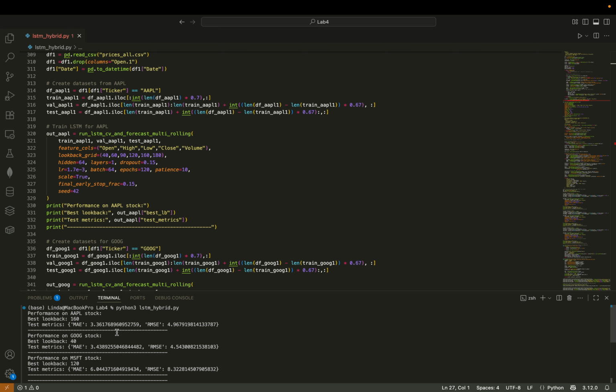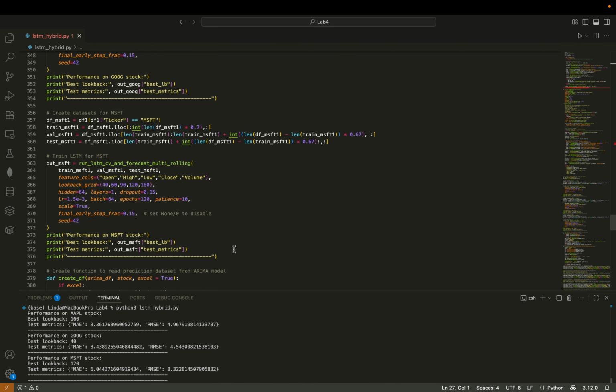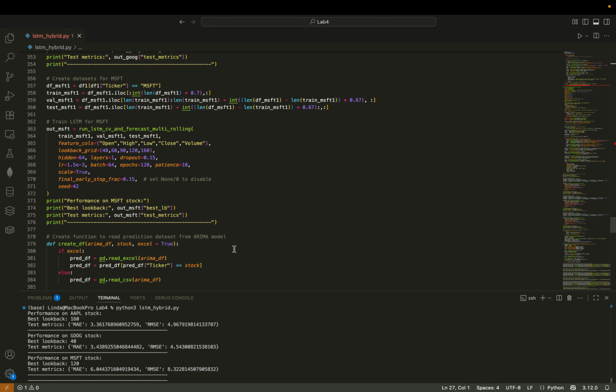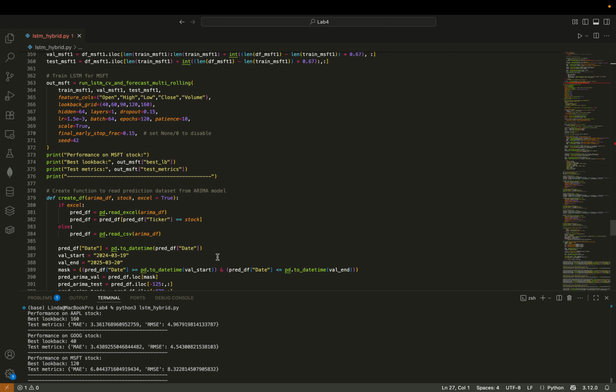Then we repeat this process on our second stock, the Google company, and it results in the MAE of 3.44 and RMSE of 4.54. Finally, we implement these pipelines on our last stock, the Microsoft company, and it results in the MAE of 6.04 and the RMSE of 8.32. So this LSTM model results in a moderate performance compared with ARIMA and the moving average models.